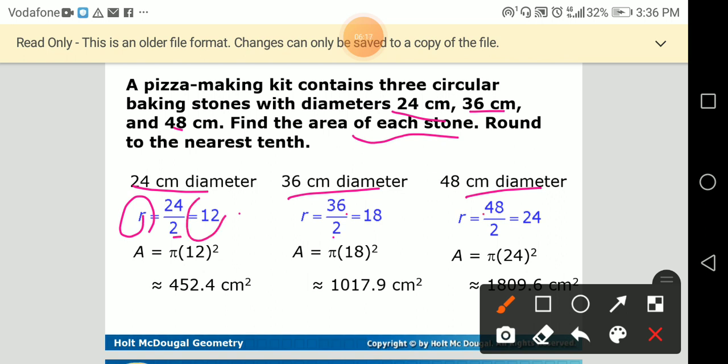So after getting the radius, equal to 12, 18, and 24, write the formula or the rule of the area. It's pi multiplied by radius squared. So I will write it here for the 3 stones and then find the answer. Don't forget, after finding the answer on the calculator, you're going to round it to the nearest tenth.